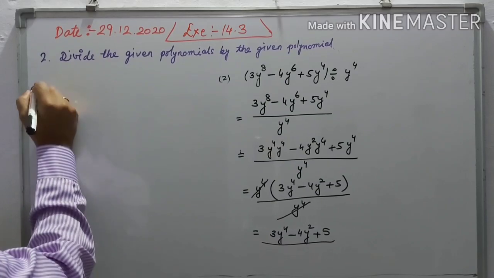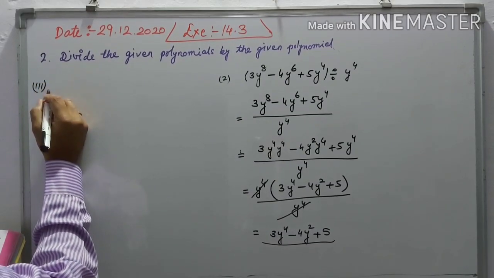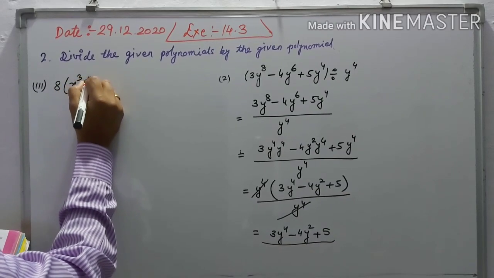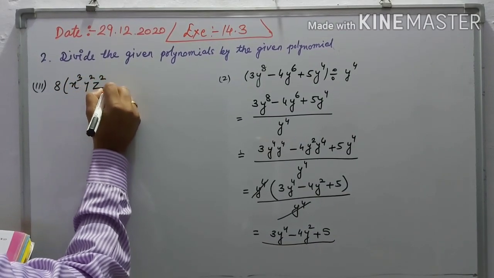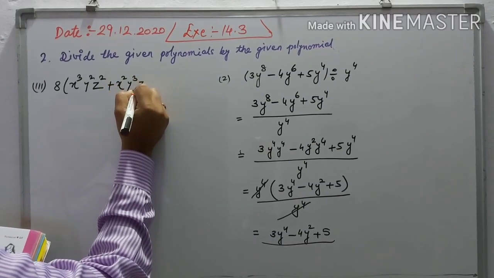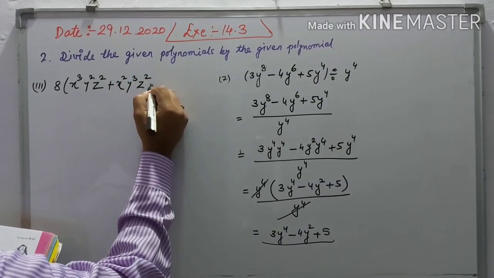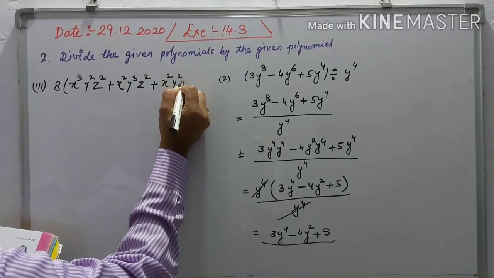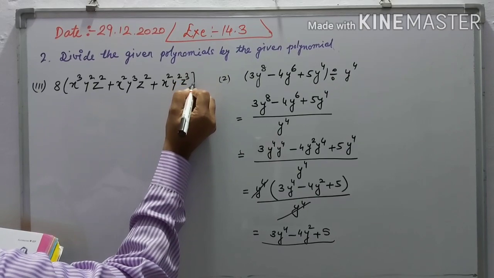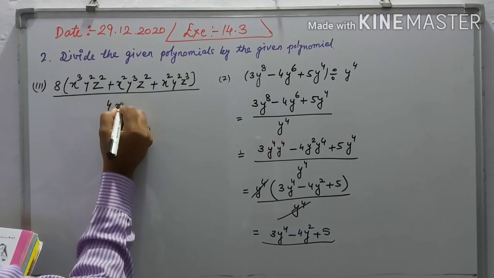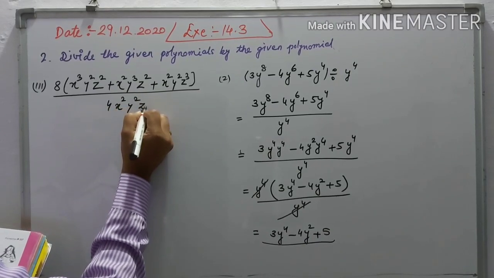Now question number 3 is 8x^3y^2z^2 plus x^2y^3z^2, next x^2y^2z^3, divisible by 4x^2y^2z^2.